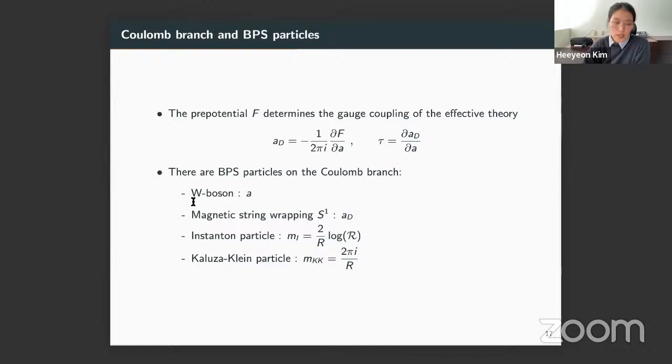And in addition to that, in 5D we have the instanton particles whose mass is given by this expression, and also the Kaluza-Klein particles whose mass is given by 1 over R. So for example, in the limit where we take R strictly to zero, these two particles become infinitely massive and decouple from the spectrum, and we recover the original spectrum of the pure 4D N=2 super Yang-Mills.